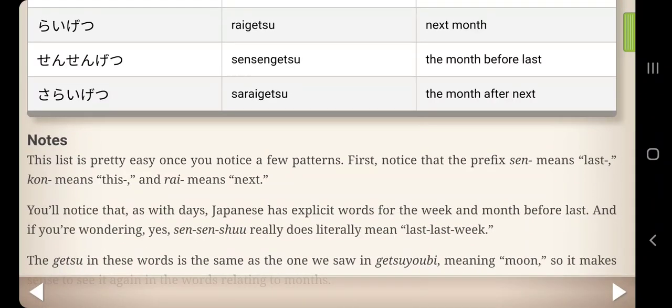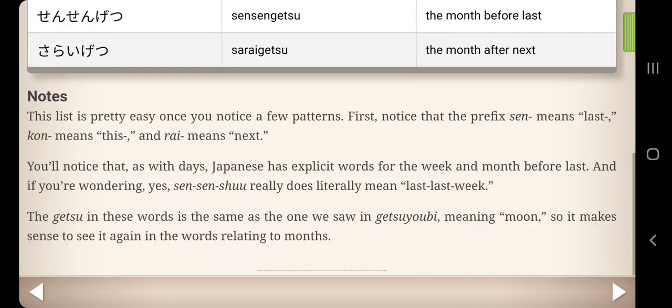Now, this list is pretty easy once you notice a few patterns. First, notice that the prefix sen means last, kon means this, and rai means next. You'll notice that, as with days, Japanese has explicit words for the week and month before last. And if you're wondering, no, sensenshu does not literally mean last last week. The getsu in these words is the same as the one we saw in getsuyobi, meaning moon, so it makes sense to see it again in the words relating to months.